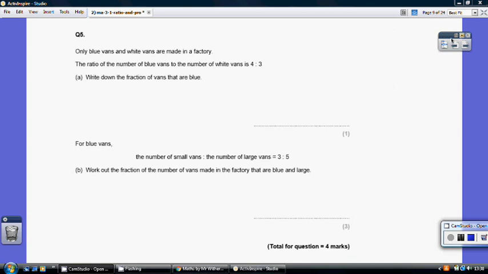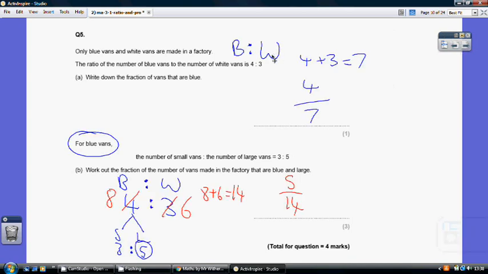Question 5. So the number of blue vans to the number of white vans is 4 to 3. So what fraction of the vans are blue? Well, we've got 7 vans in total. The blue ones are 4, so that's 4 out of 7, which is 4/7.